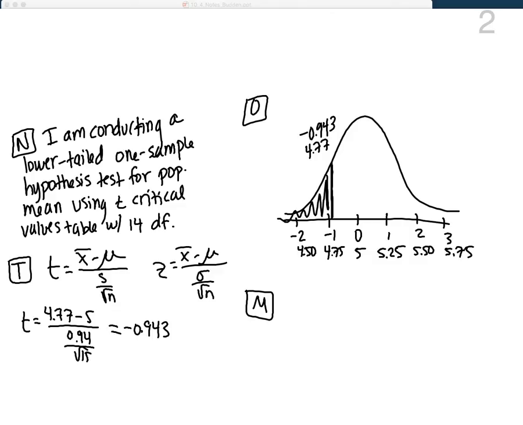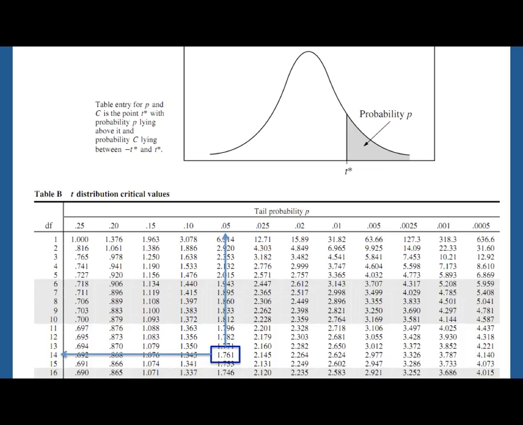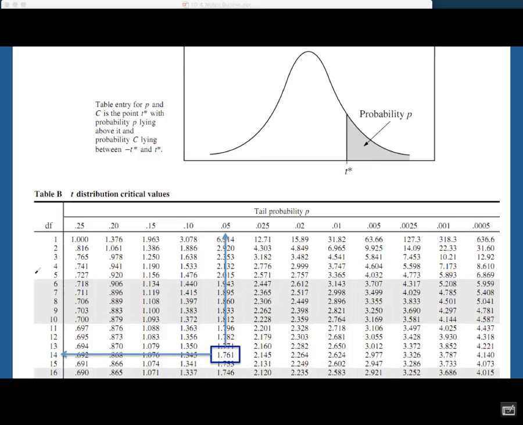Next, we need our p-value. So we need to calculate the probability that t is less than or equal to negative 0.943. Take out your table, the T critical values table. Here's what you're gonna do. Ignore that. Okay, so we're gonna go to 14 degrees of freedom and find where our t value occurs. Now, our t value is somewhere over here, negative 0.94.